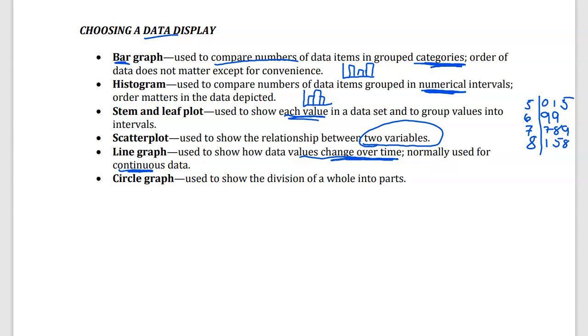Circle graph is used to show the division of the whole into parts. How did we use the whole amount? Where did the parts go to? Okay? So those are just some of the ways that we can select which data display, which graph to use. Now there's other ways that we can look at them, but these are the most common ways to select what type of graph to use.